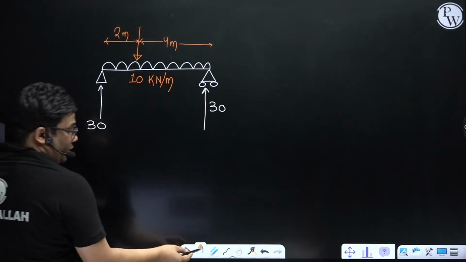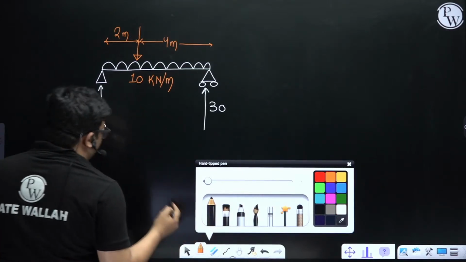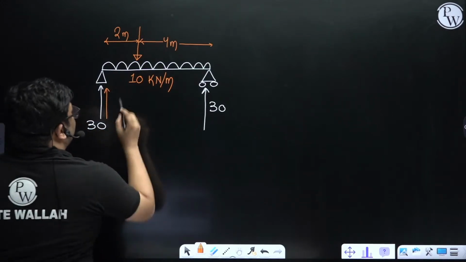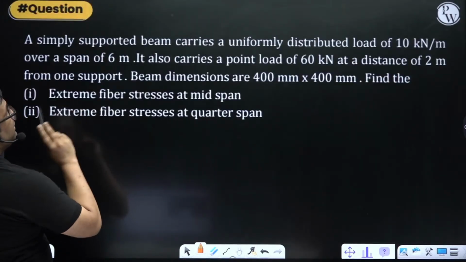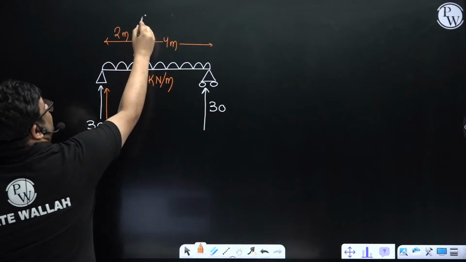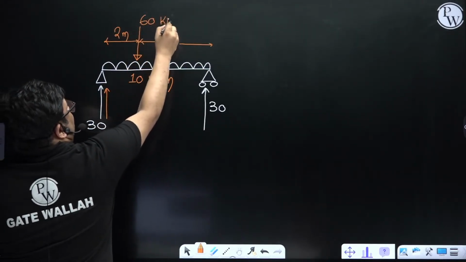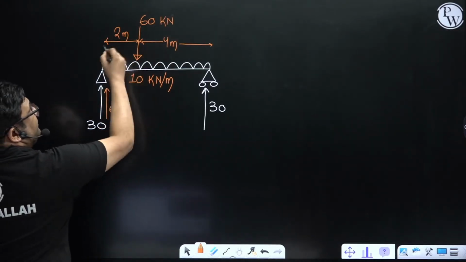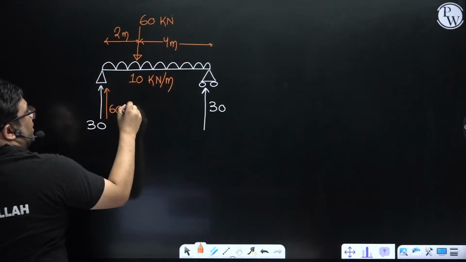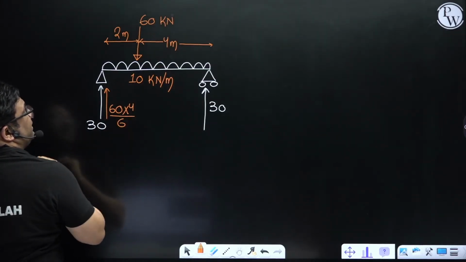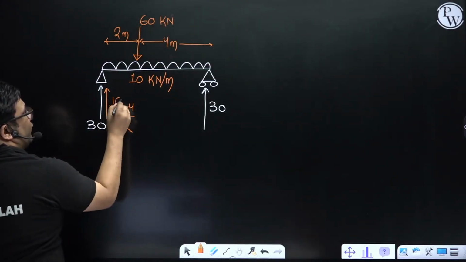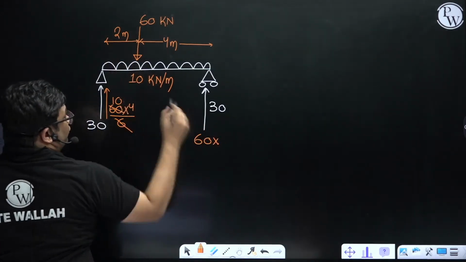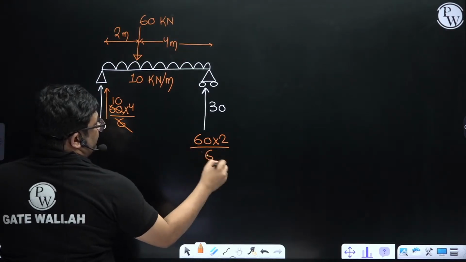Now, due to that point load, we have already discussed how to find out. Due to the point load, the reaction here will be, the load is how much? 60 kilonewton. So we already know how to find out. This is 60 into B, 4, divided by the total length 6. So it is 40. And here it will be 60 into 2 divided by 6. So it is 20.